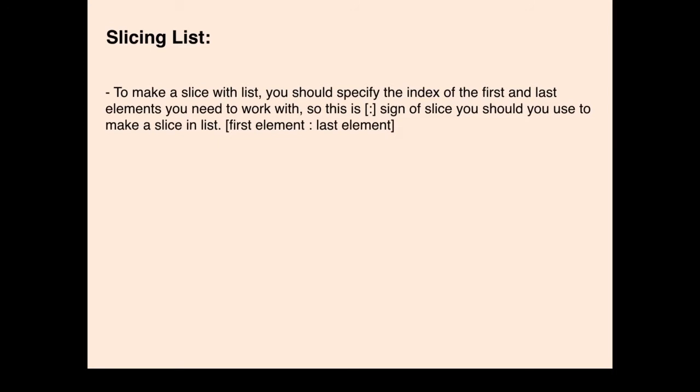To make a slice with a list, you should specify the index of the first and last elements you need to work with. So this is the sign of a slice. You should use it to make a slice in a list: square brackets, first element, colon, last element. Let's see how.